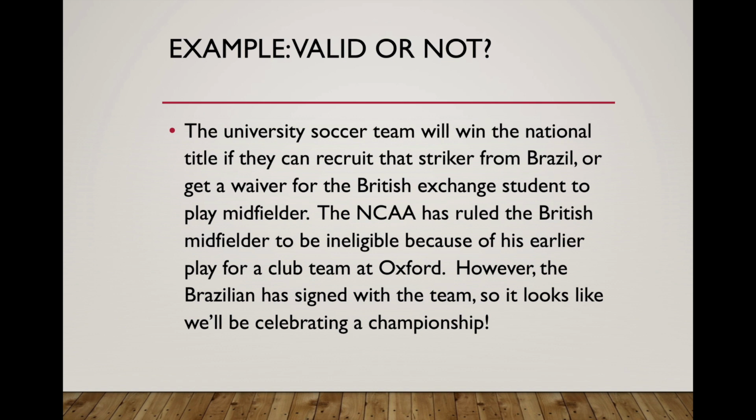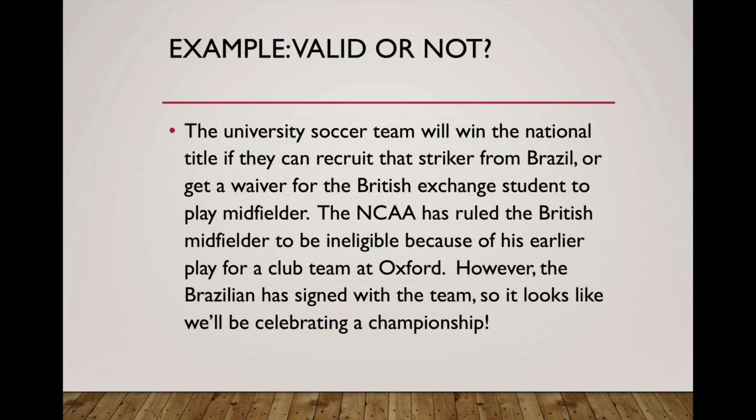So in this argument, you probably recognize that it is a conditional because there's a clear if clause or antecedent: if they can recruit that striker from Brazil or get a waiver for the British exchange student to play midfielder. But what do you notice about that antecedent? It's complex. That is, it has two parts to it, and it tells us in effect that either of these antecedents could be true, and then that would produce the consequent. So it doesn't say they both have to happen. It says if one or the other happens, the consequent would follow.